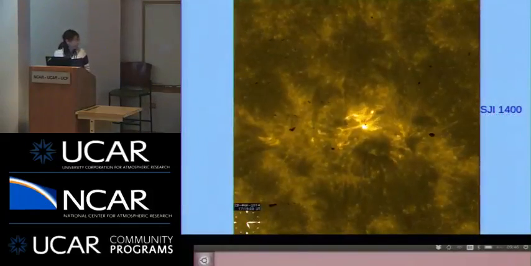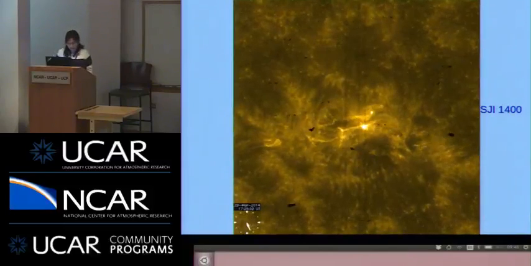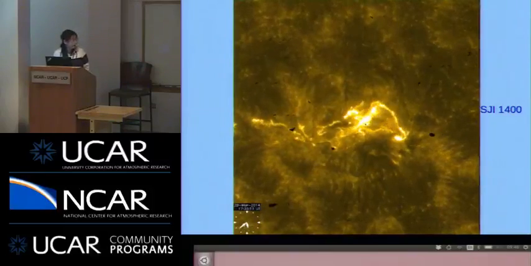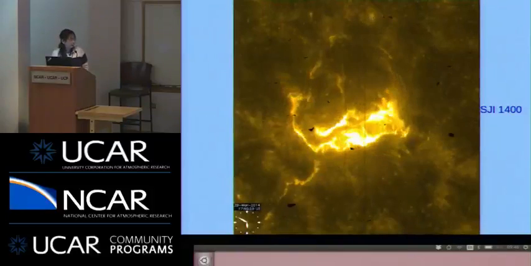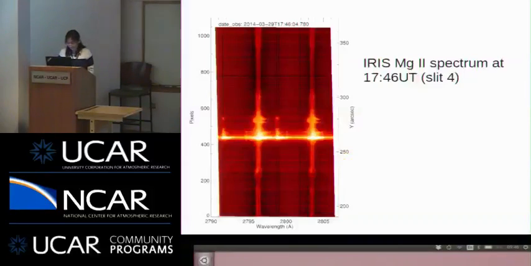And as we saw before, this is a slit-jaw image in 1400. Here we show the spectra at this time at one slit, slit number 4. From the spectra, we can see the great enhancement in the magnesium II H and K lines, and also the subordinate lines. We can also see the red asymmetries at this time.